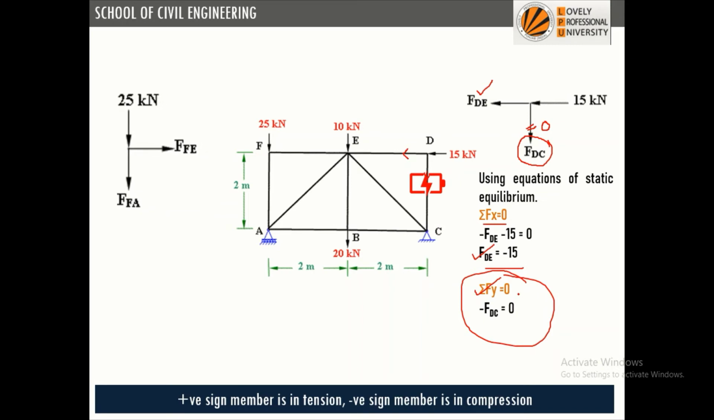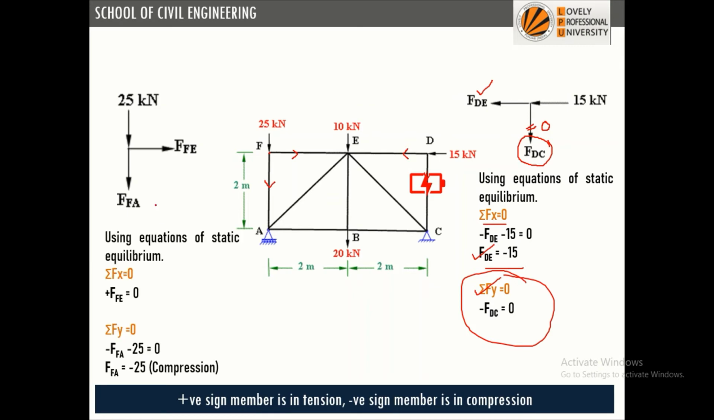Now we see the force in the members at joint F. There are three members, three forces, FFE, then FFA, and then we will use our equations of equilibrium. First we will use sigma Fx is equal to 0, and we find that there is only one horizontal force about the point F. So this has to be 0 for equilibrium.